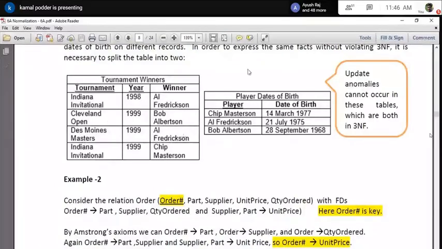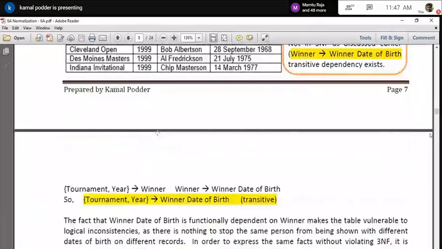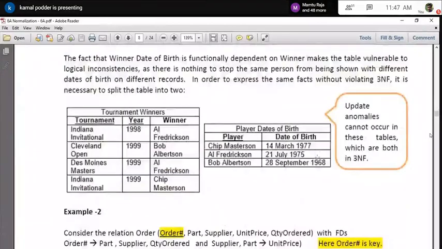And if you see that I keep player and date of birth separately, then there is no redundant information and no chance of update anomaly, and at the same time I have removed that transitive relationship. So in this way, to achieve third normal form, I have to divide the table and create another two tables like this.